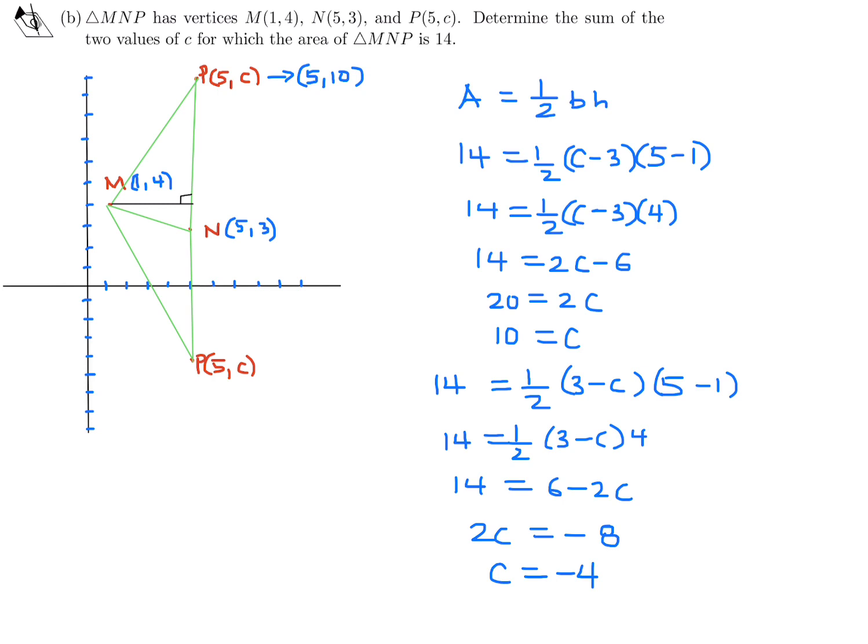All right, we got our two values of C, and they want you to figure out the sum. Well, the first one is 10, the next one is minus 4, so the sum of those two values would be 10 plus negative 4, and that is 6. And that's the answer.